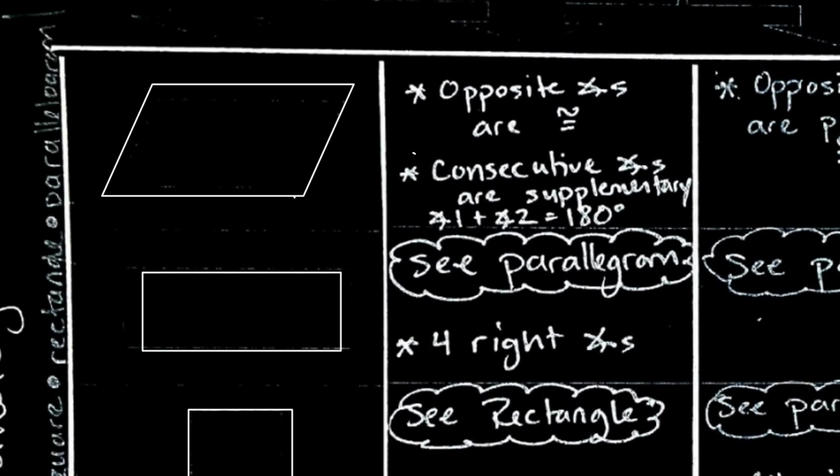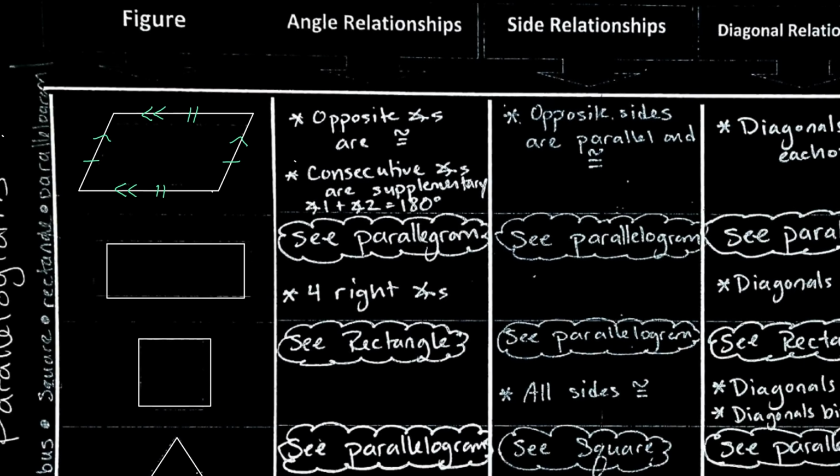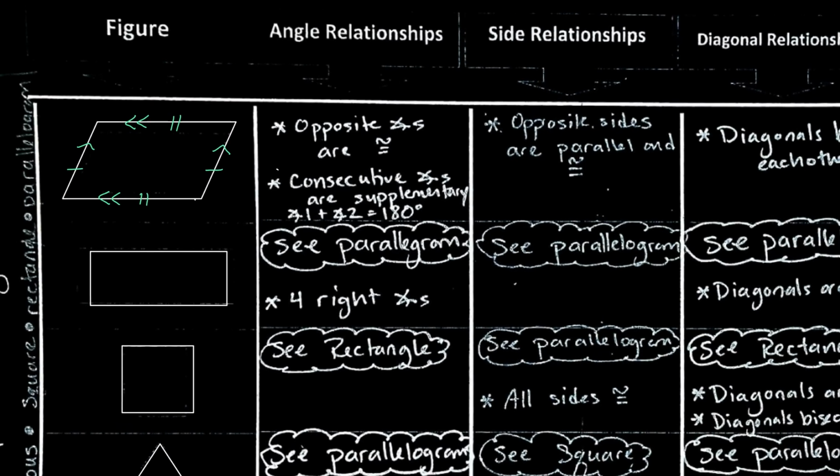And yes, we just said that a parallelogram has opposite sides parallel. So we're going to put arrows, because arrows mean what? Parallel. So opposite sides parallel. And also, what are opposite sides in a parallelogram? Yeah, they're congruent. So we're going to put tick marks to show congruence. And all of these properties can be found in the side relationship. See, opposite sides are parallel and congruent.